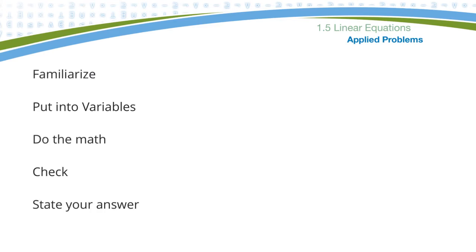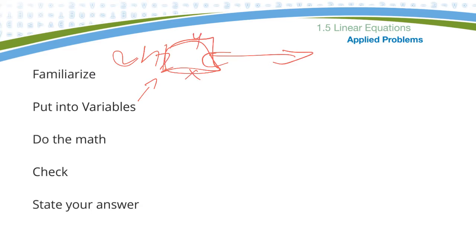Familiarize yourself with the question, draw pictures, distances, whatever. And then on those things, put some variables, put some X's and Y's or Z's or whatever else you need. Look at the relationship between those things and come up with some kind of a formula. And then do the math, actually solve for one of the variables, check to see if you're correct, and lastly, state what your answer is. Let's try those steps in a number of different kind of questions.